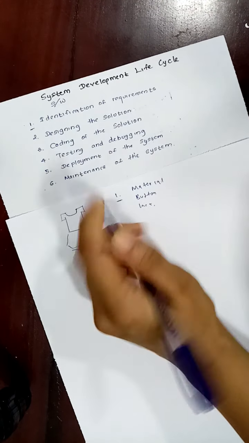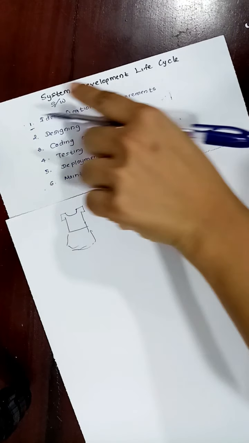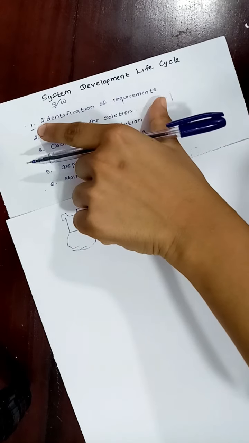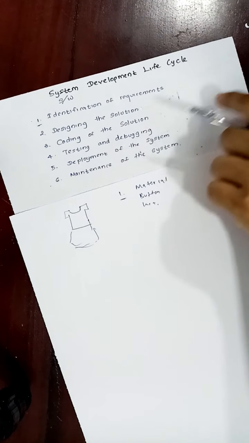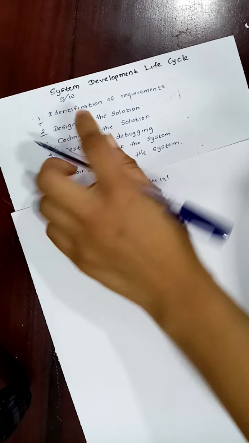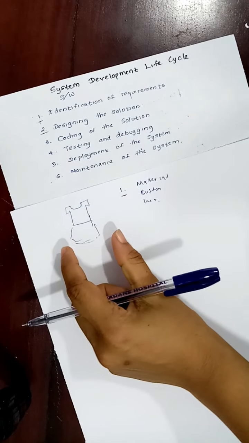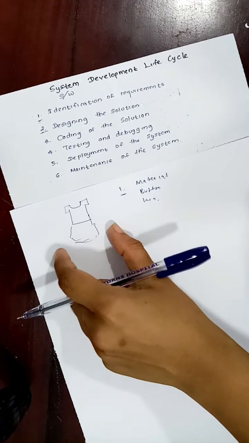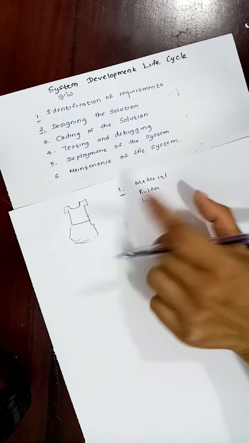Likewise, if you are going to develop a software, first you will identify what are the things you need to develop a software. So that is the first step. The second one is designing the solution. In the real example, you now have the material, button, lace and all.